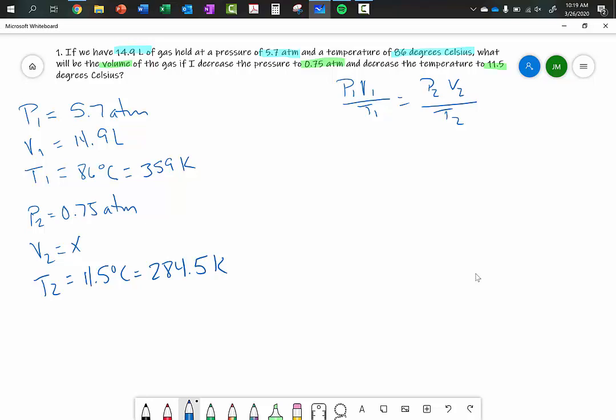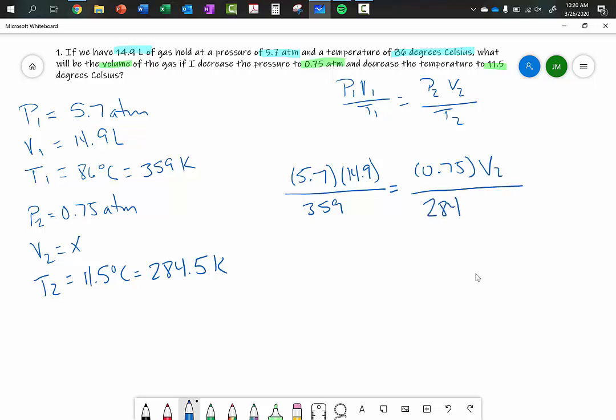All right, so all I have to do at this point is essentially just put it into my equation and solve. So P1, 5.7, times V1, 14.9, all over T1, 359, is equal to my P2, 0.75, times V2, which I do not know, all over T2, 284.5.